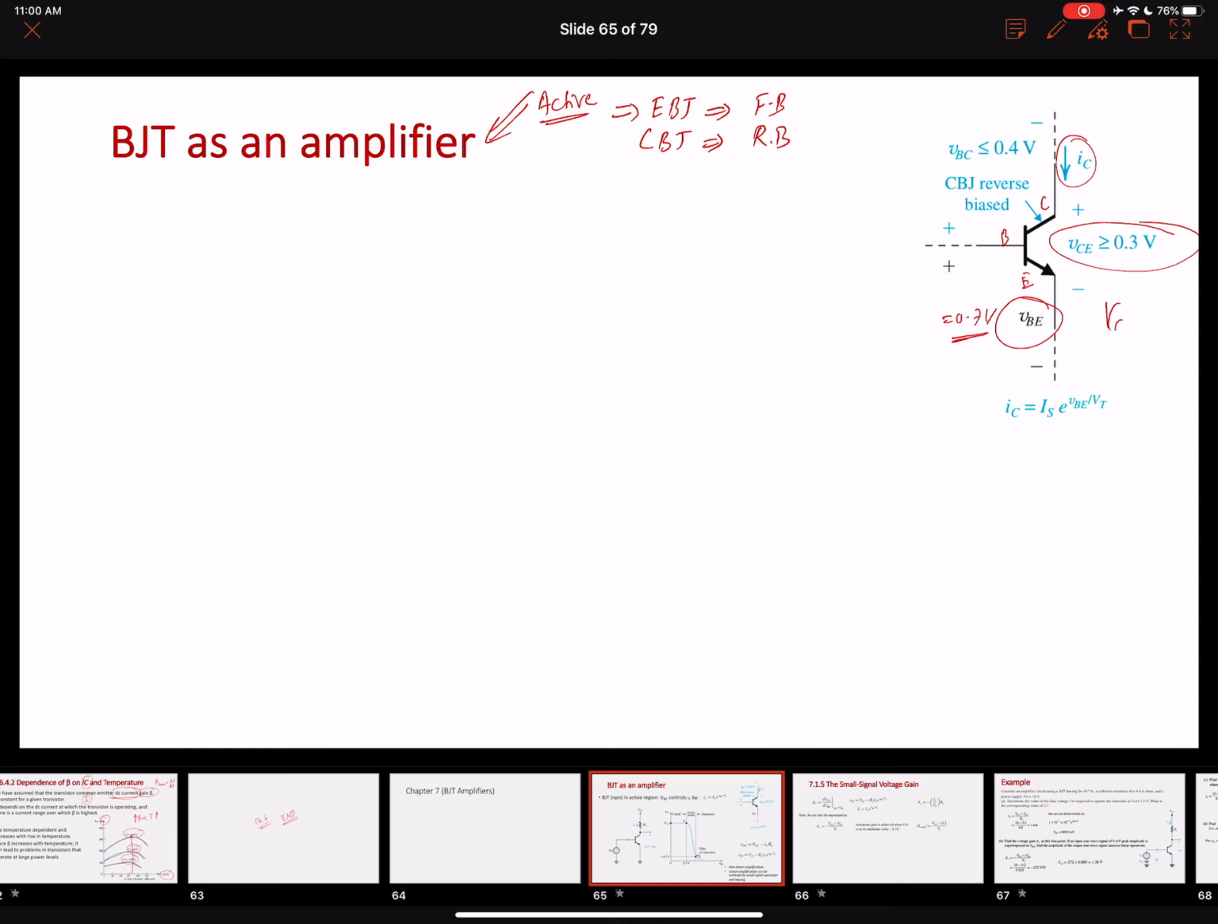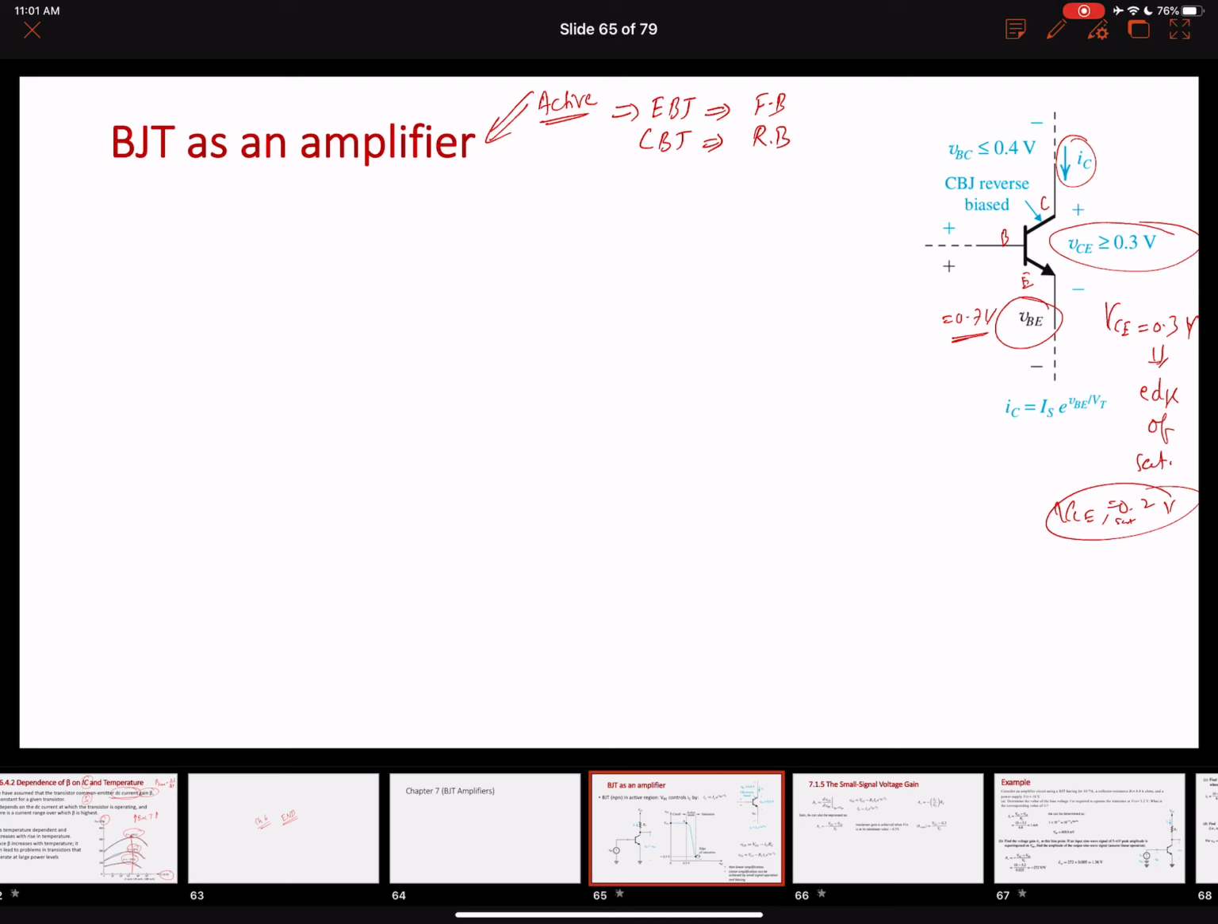We know that when VCE becomes 0.3 volts, this is the edge of saturation, and when VCE is 0.2 volts, this is deep into saturation. So we want to make sure that this voltage is greater than or equal to 0.3 volts in order to make sure that it is in the active region and we can operate this as an amplifier.